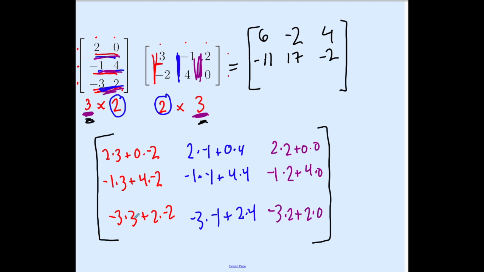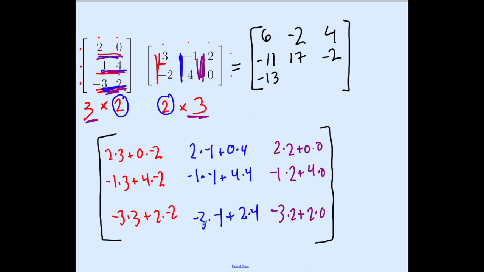-3 times 3 is -9. -9 plus -4 is -13. -3 times -1 is 3. Plus 2 times 4 is 8. 3 plus 8 is 11. And then -3 times 2 is -6. Plus 0 is -6. And so we end up with this 3 by 3 matrix, just like we said it had to end up, 3 by 3.